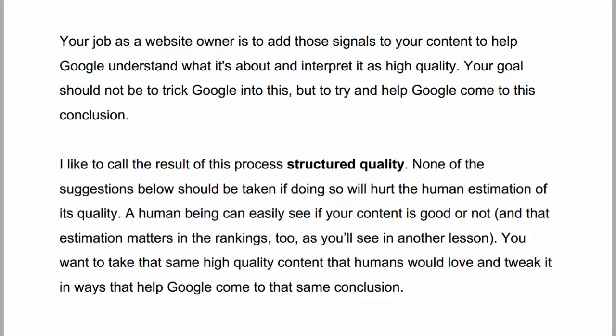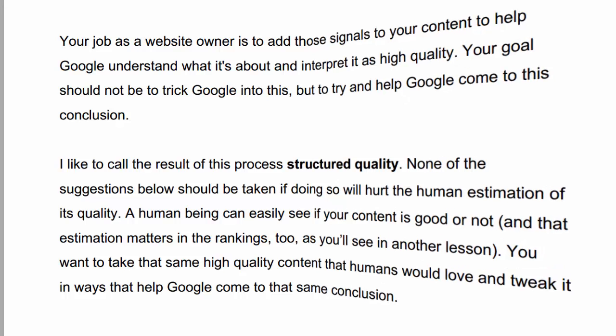Your goal should not be to trick Google into this, but to try and help Google come to this conclusion. I like to call the results of this process structured quality. None of the suggestions I'm about to give you should be taken if doing so will hurt the human estimation of its quality. A human being can easily see if your content is good or not. You want to take that same high-quality content that humans would love and tweak it in ways that help Google come to the same conclusion.